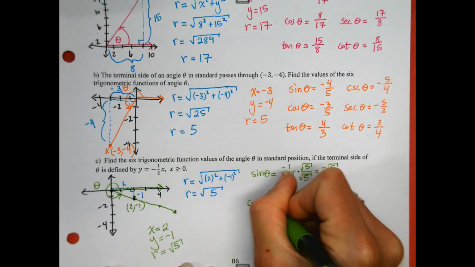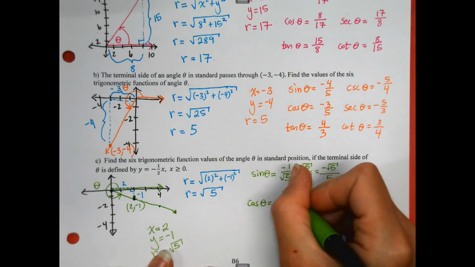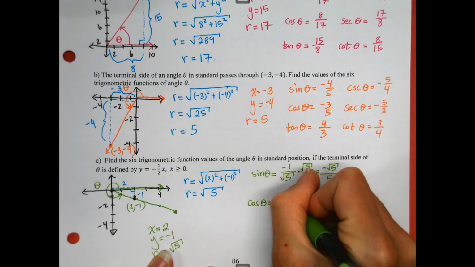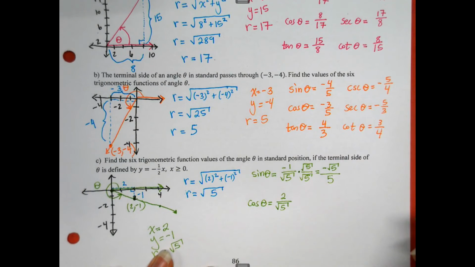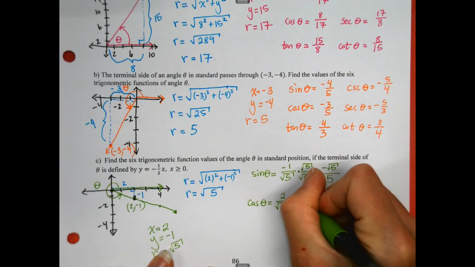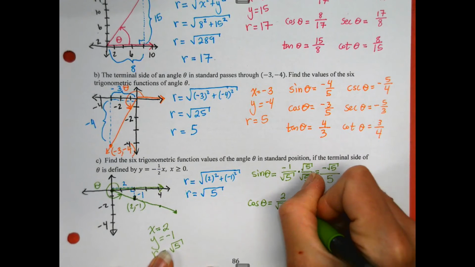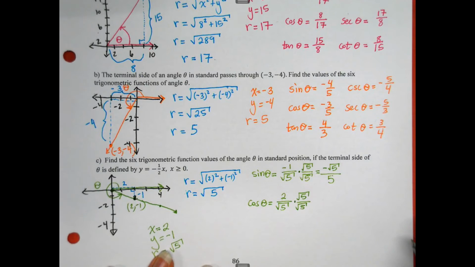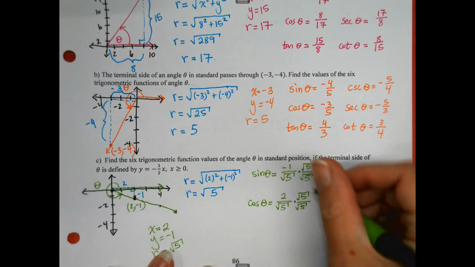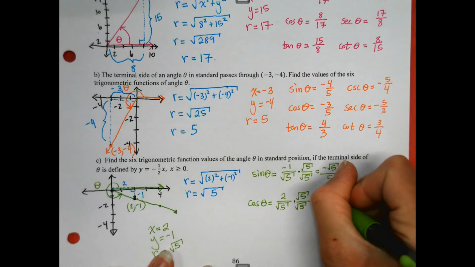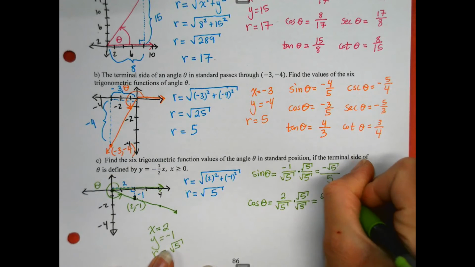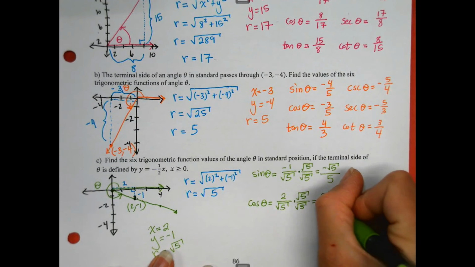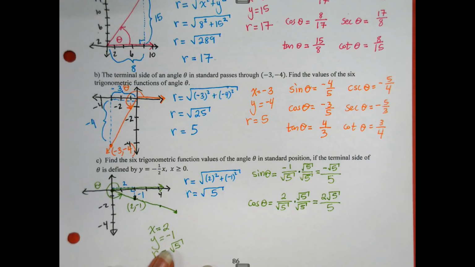Cosine of theta is going to be x, which is 2, over r, the square root of 5. And again, we will need to rationalize. So we multiply by the square root of 5 over the square root of 5. We have to multiply the top and the bottom by the same thing because we are essentially multiplying by 1, which doesn't change our answer. It just rewrites it in another way. And we end up with 2 square root of 5 over 5.